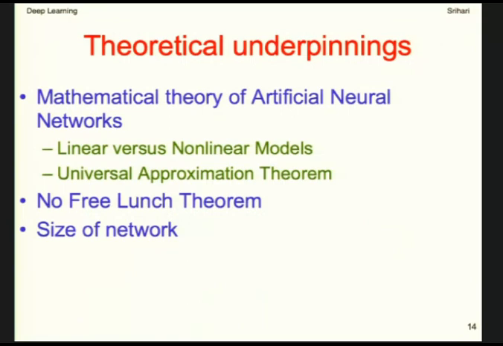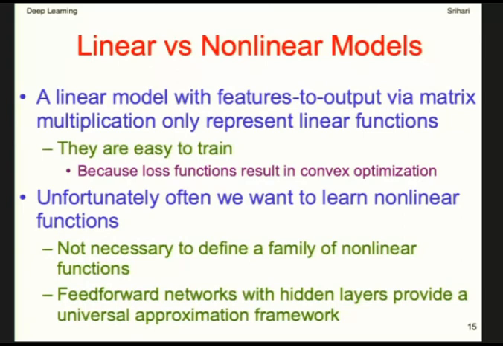Okay, anyway, so there is a whole bunch of these architectures you can look at, and decide which ones of these are interesting to you. And all of them provide a very rich area for doing any kind of theoretical work. So the theoretical underpinnings: mathematical theory of artificial neural networks, linear, nonlinear models, universal approximation theorem, no free lunch theorem, size of the network. These are some of the theoretical issues. So these next few slides here try and cover that ground. And a linear model, matrix multiplication only represents linear functions.